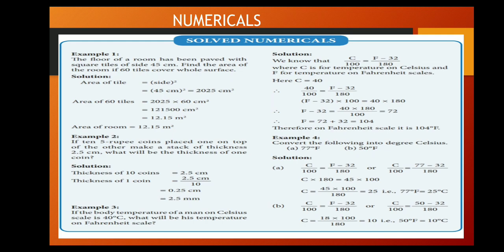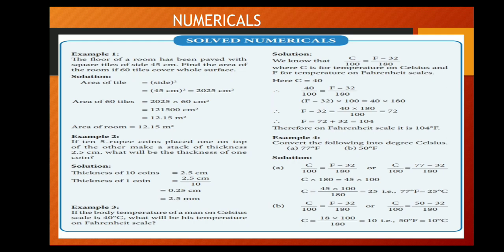First example. The floor of a room has been paved with square tiles of side 45 centimeter. Find the area of the room if 60 tiles cover the whole surface. Solution. Area of a tile. Area of a square is what, children? Side square. So the area of a tile is side square, 45 centimeter square, means 45 multiplied by 45, which is equal to 2025 centimeter square.